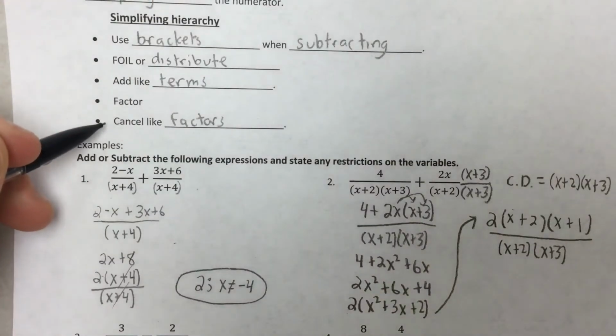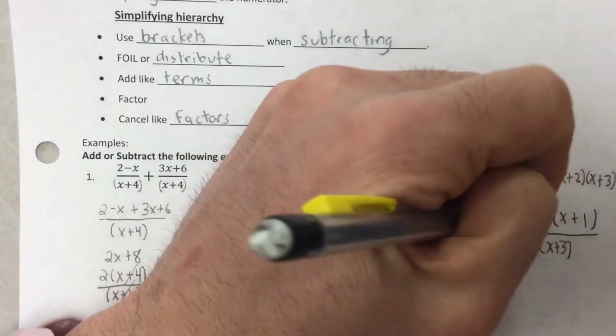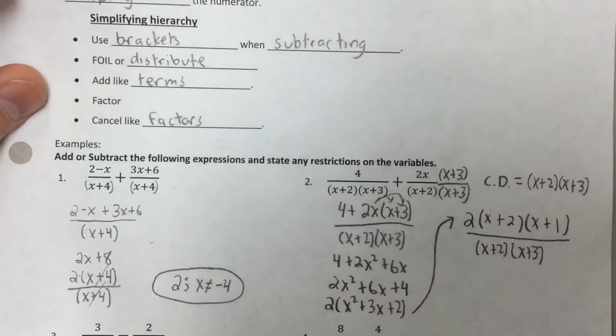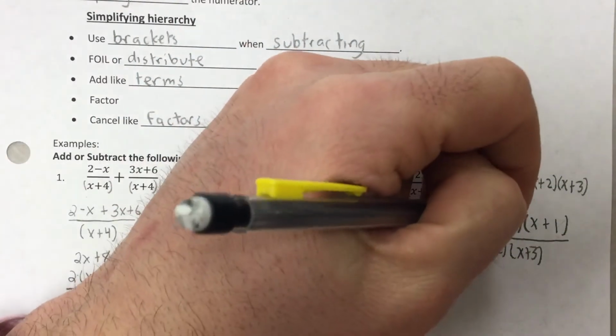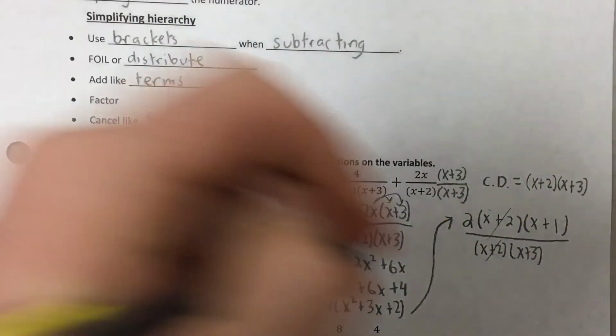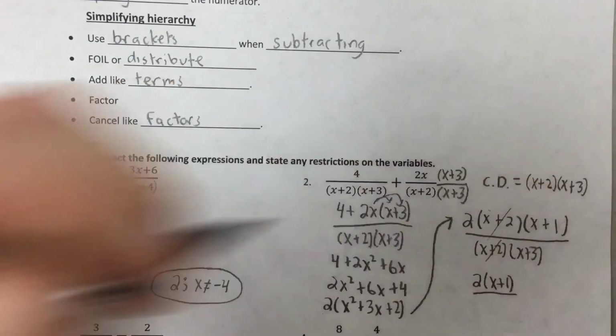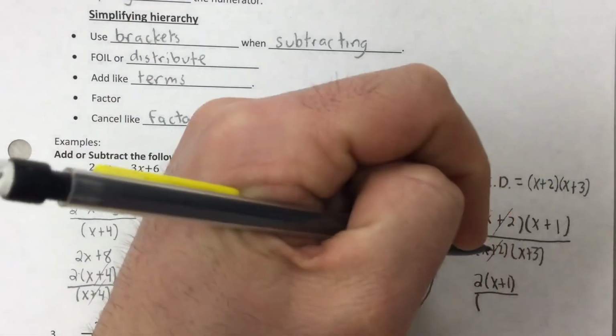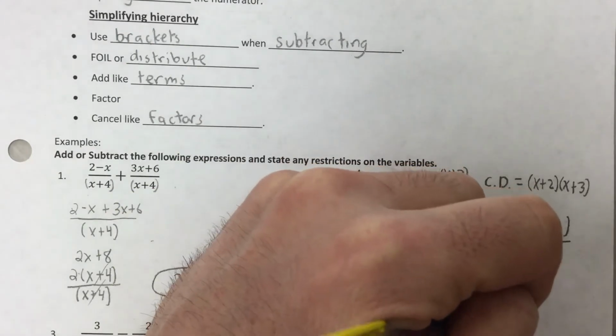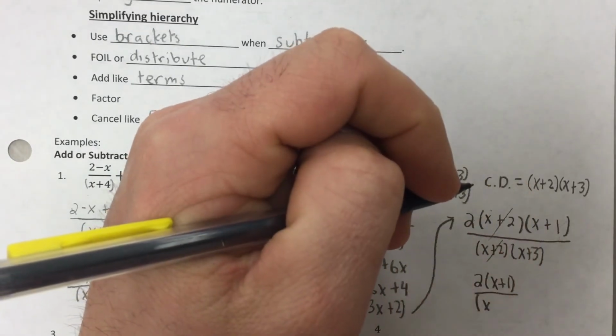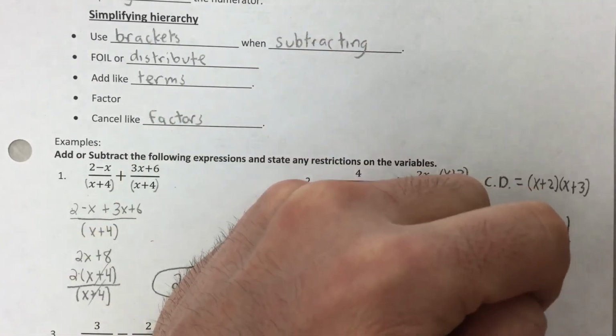And now I can look to cancel factors because everything is separated by multiplication. So in this case, I have an x plus 2 and an x plus 2 would cancel. So I'm left with 2 times the quantity of x plus 1 on top, and x plus 3 on the bottom.